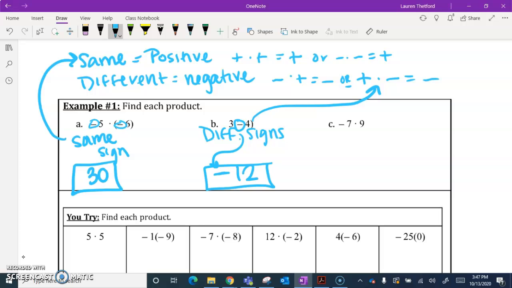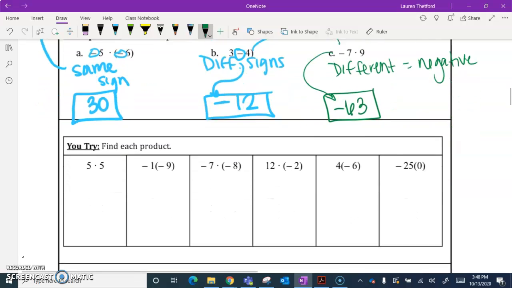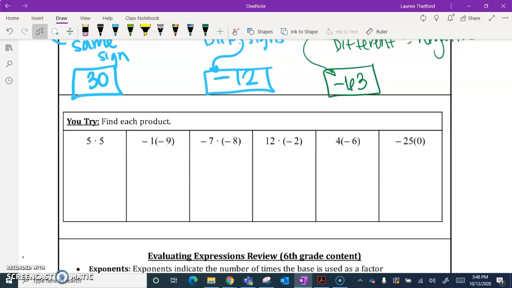We have a negative times a positive, so that looks like this example where I had the negative first and then the positive. So these are different signs, so there's going to be a negative answer. So we have 7 times 9 is 63, and it's going to be negative because the two numbers are different signs. There's an odd amount of negatives, so it makes my whole thing negative. So you are going to give the try-its a try, and then you will go to the next video.